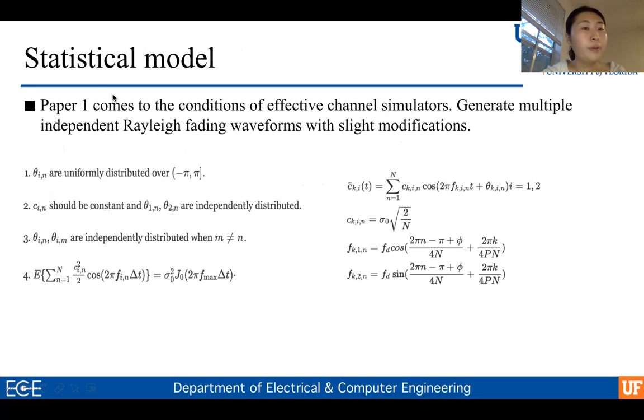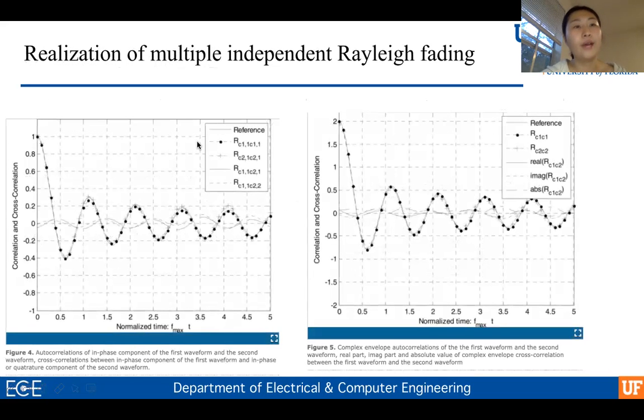Okay, paper one studied the statistical model, and it comes to the condition of an effective channel simulator. Here is a condition about theta, and it can generate multiple independent Rayleigh fading waveforms with slight modifications. The equation is given here, and then comes the simulation. An efficient simulator for multiple independent Rayleigh fading waveforms is achieved, which we also refer to as the modified Zheng model.